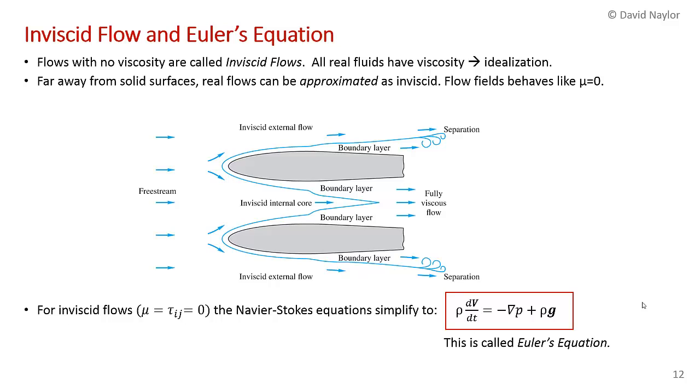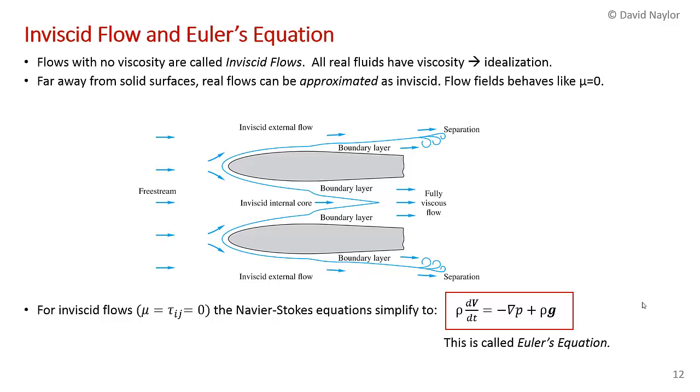The last thing I'd like to talk about before I do the example is inviscid flows. Recall that flows with no viscosity are called inviscid flows. Now, all real fluids have viscosity, so this is really an idealization. And what I've shown here in the diagram, which is actually from chapter 8, is flow over, say, two airfoil-shaped objects. And you may recall from the discussion of Bernoulli's equation that far away from solid surfaces, real flows can be approximated as inviscid. The flow away from the surface behaves as if the dynamic viscosity was zero.